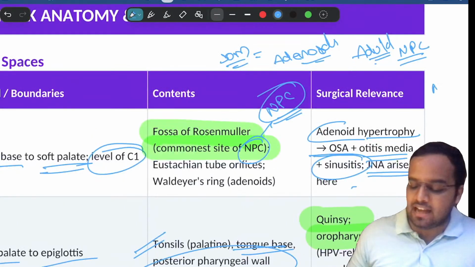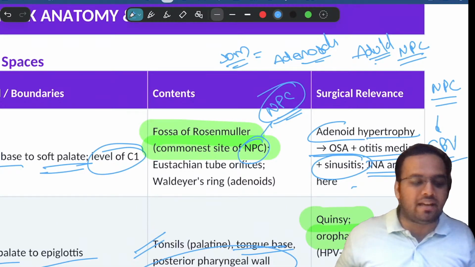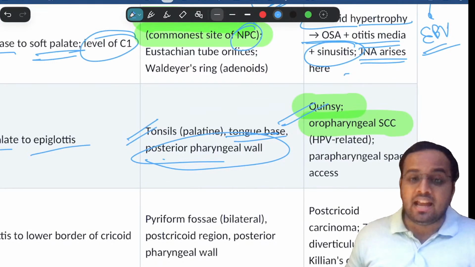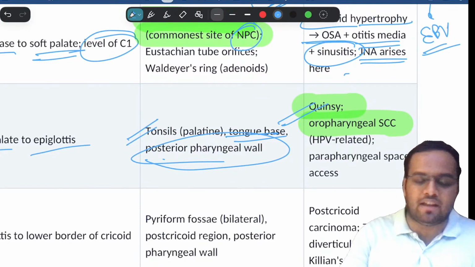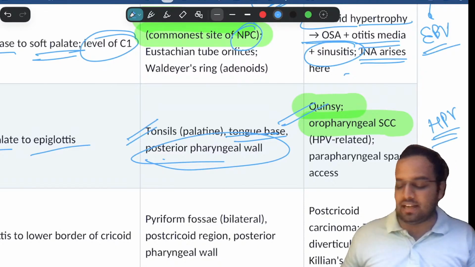Whenever there is NPC, it is related to Epstein-Barr virus. So Epstein-Barr virus is always related with nasopharyngeal cancer. Whenever you are talking about oropharyngeal cancer, it is related to HPV.